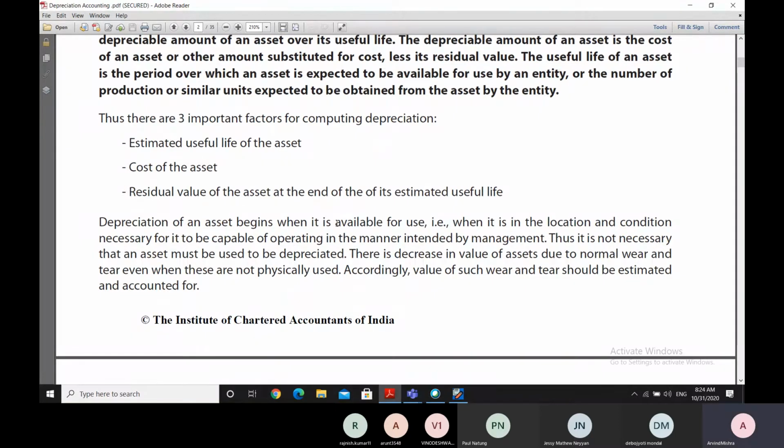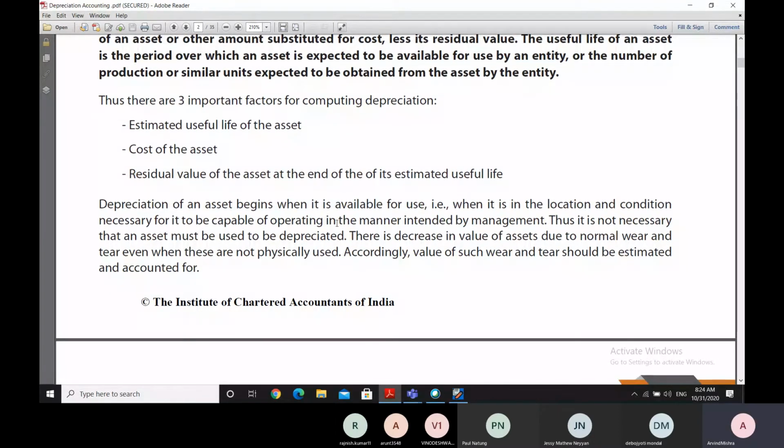And thus, it is not necessary that an asset must be used to be depreciated. Even if it is not used, it will depreciate. Depreciate means it will lose its value, even by standing in one place, because of the reasons that we have seen earlier. It may be obsolescence, or some other reason, due to which, even by standing in one place, as the machine gets older and older, even if it is not being used, its value is depreciating, its residual value is also reducing.